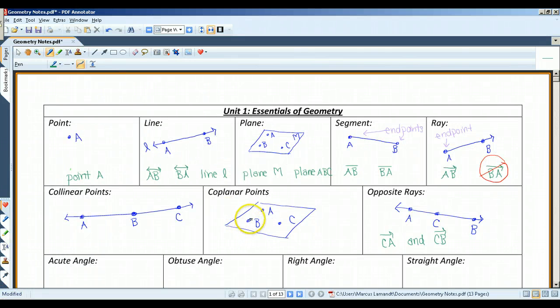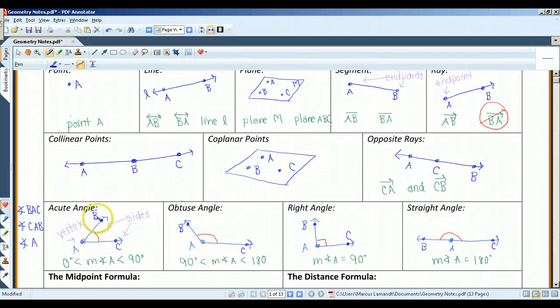Also something to keep in mind, segments and rays are collinear if they lie on the same line. So opposite rays going opposite directions like this one would be collinear. Also, lines, segments, and rays are coplanar if they lie on the same plane. So coplanar stuff doesn't have to be just points. You could have lines and other stuff that are coplanar.